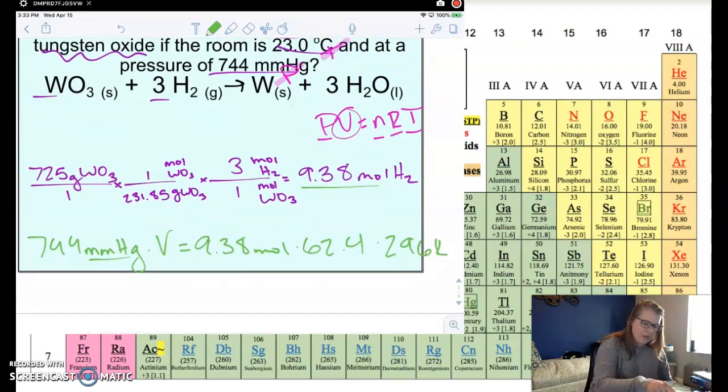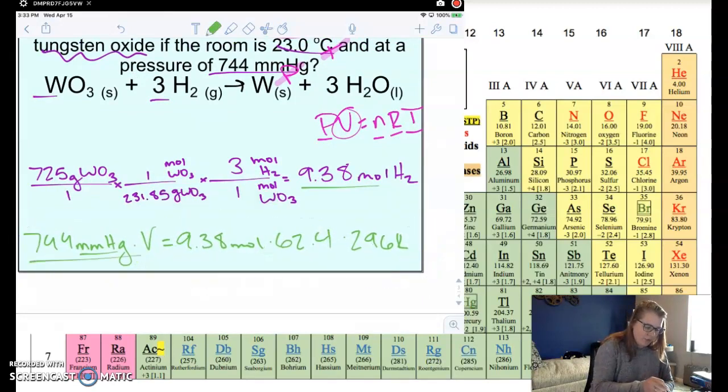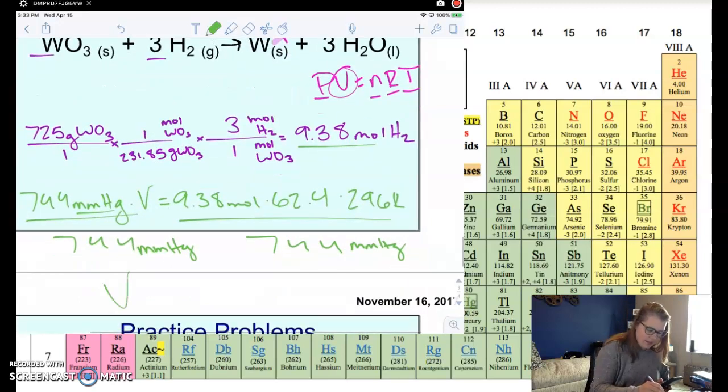So if I want volume, I can go ahead and divide by 744. It helps if you could see it, right? There you go. There it is. Okay, that's millimeters of mercury. So I've got 9.38 times 62.4 times 296 divided by 744. I'm getting a magical volume of, looks like I need 3 sig figs, 234 liters.